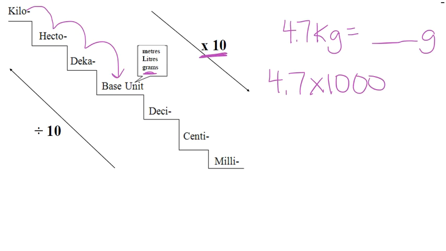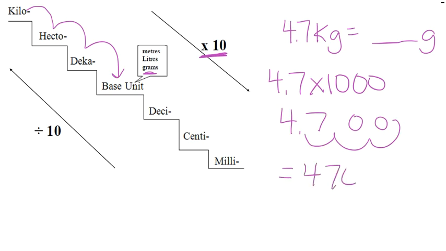And then, so we have 4.7. Move the decimal place 1, 2, 3. When we have these open spots, we got to put zeros in there. So that's 4,700 grams, which is the same as 4.7 kilograms.